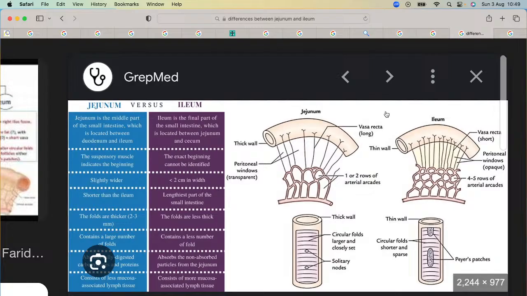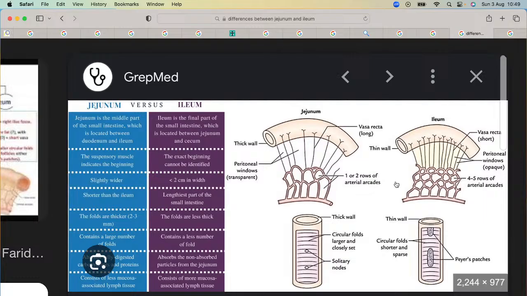And then finally the last point is that the jejunum has 1 to 2 rows of what we call arterial arcades, while in the ileum this is much richer. There are about 4 to 5 rows of arterial arcades. So these are the 5 differences, the 5 points, usually worth between 25 to 30 marks on an SEQ question.